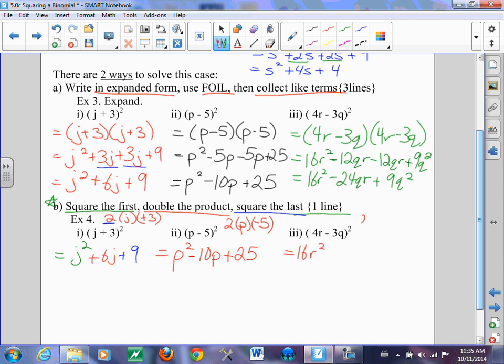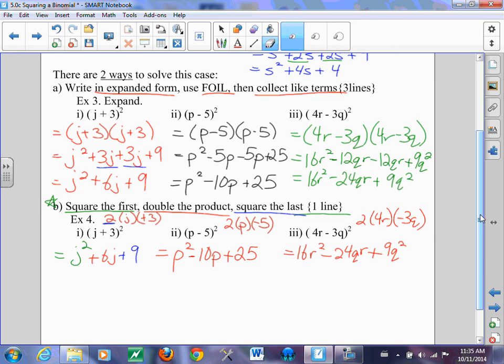Then double the product. 2 times 4r times negative 3q. Okay, so it's going to be negative, and then we've got 24qr. Okay, and square the last. Negative times the negative is a positive. 3 times 3 is 9, and q times q is q squared.